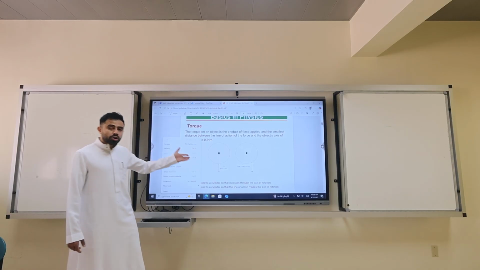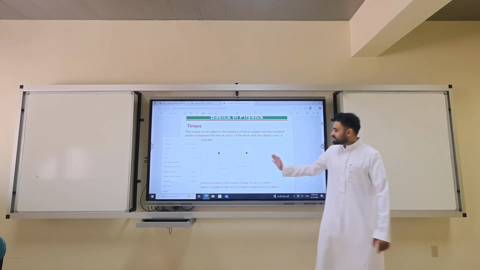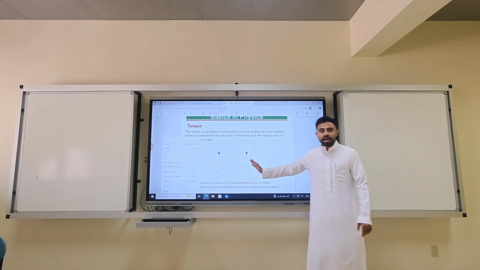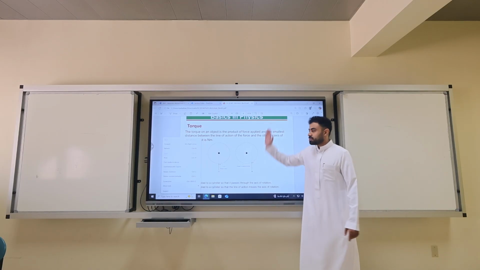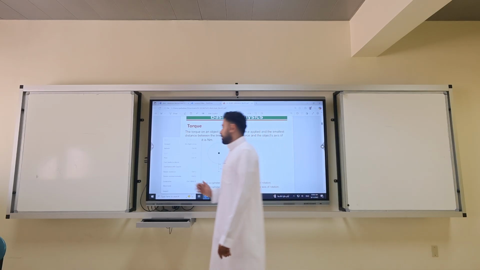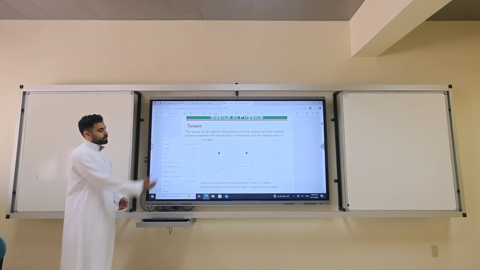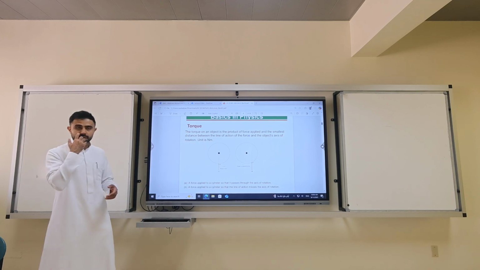Then we talked about the torque. Same in real life. If you want to apply a torque, you need to have some sort of angle. We call it the torque angle. Once you push the motor, it will spin. If you push it perpendicularly, the torque angle is 90 degrees, so the torque is 0.